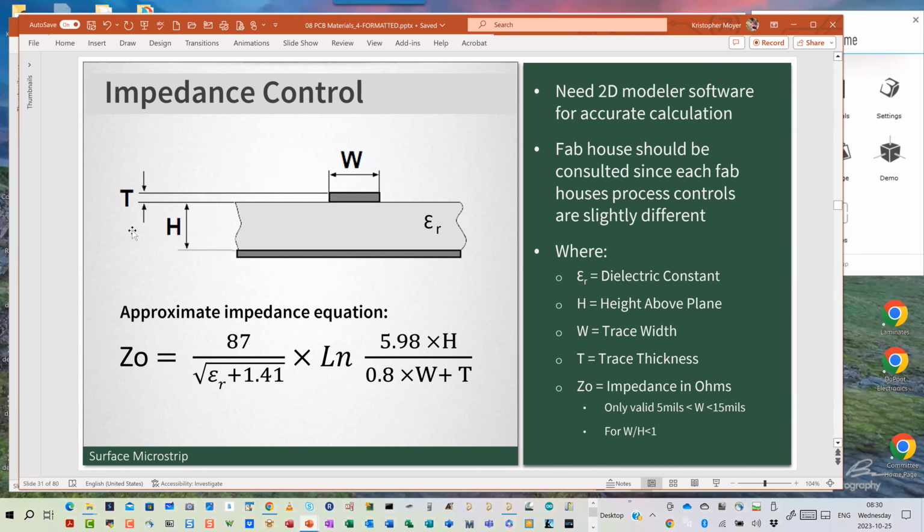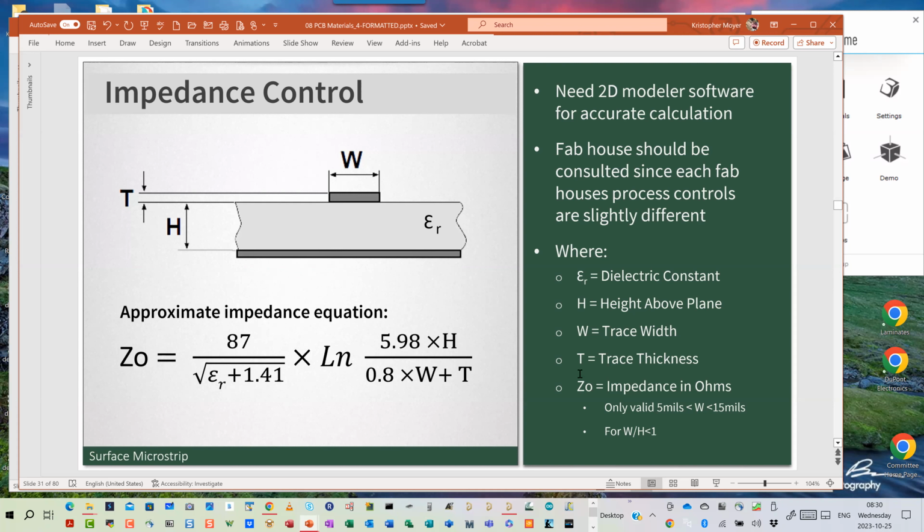But then looking over here at the first order approximations. The first transmission line structure we're going to have is our two outer layers. We call these surface microstrips right here. This is where I have dielectric constant below, a reference plane, the width of the trace, the thickness of the trace. And we're given by this equation right here. So we have height to the plane, width, thickness of the trace, and dielectric constant.